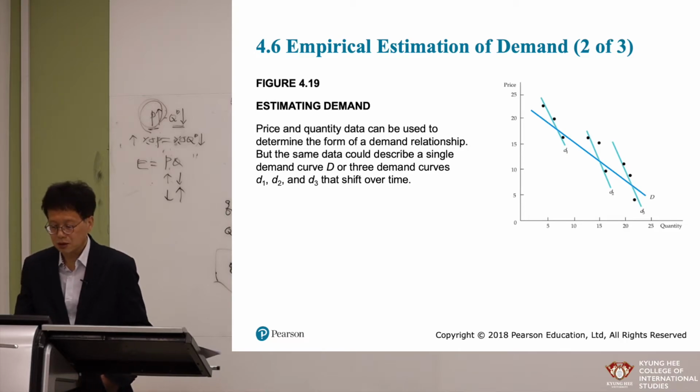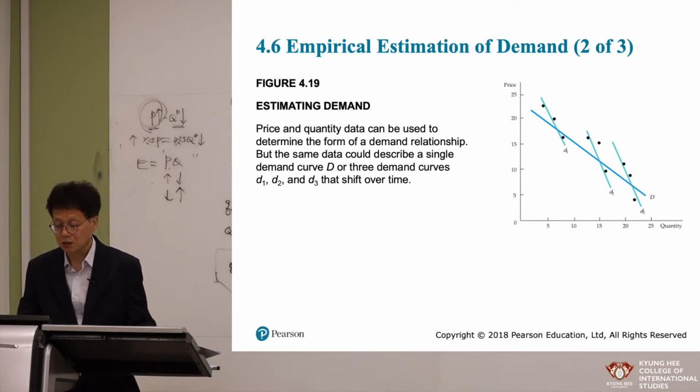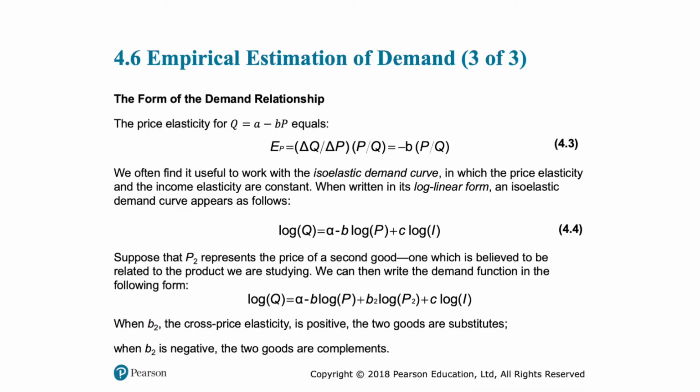Price and quantity data can be used to determine the form of the demand relationship. But the same data could describe a single demand curve D or three demand curves, D1, D2, D3, right? This data, three curves, this kind of thing, or one like this. So we don't know actually from the data the form of the demand relations, the price elasticity.